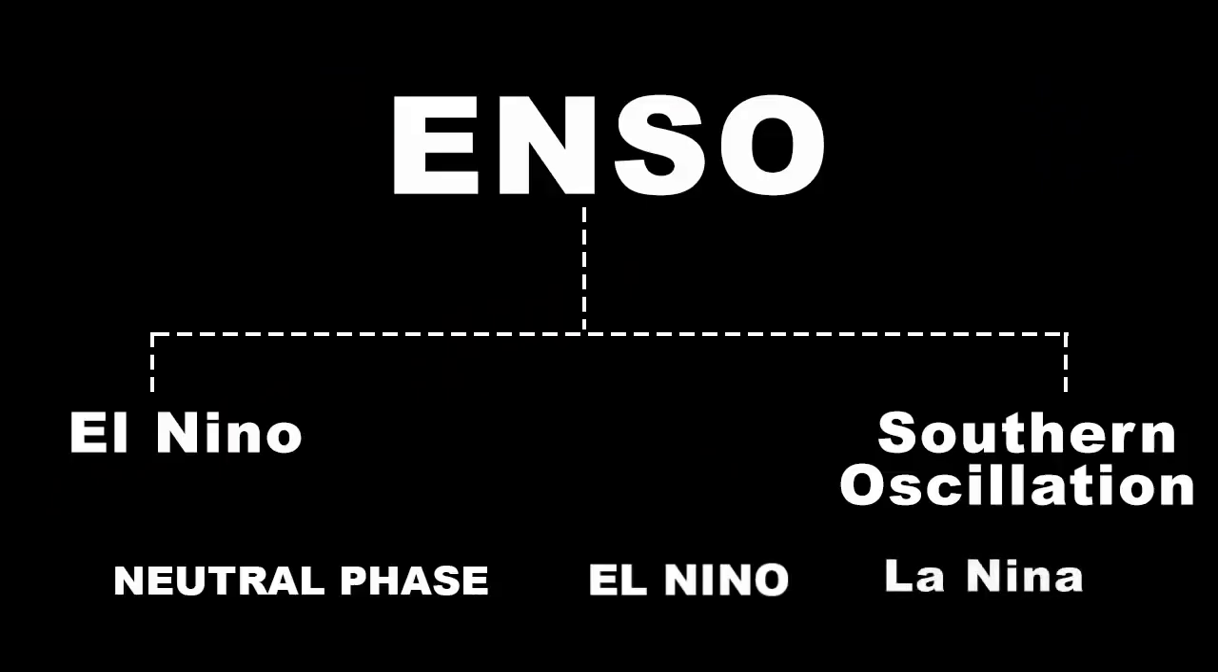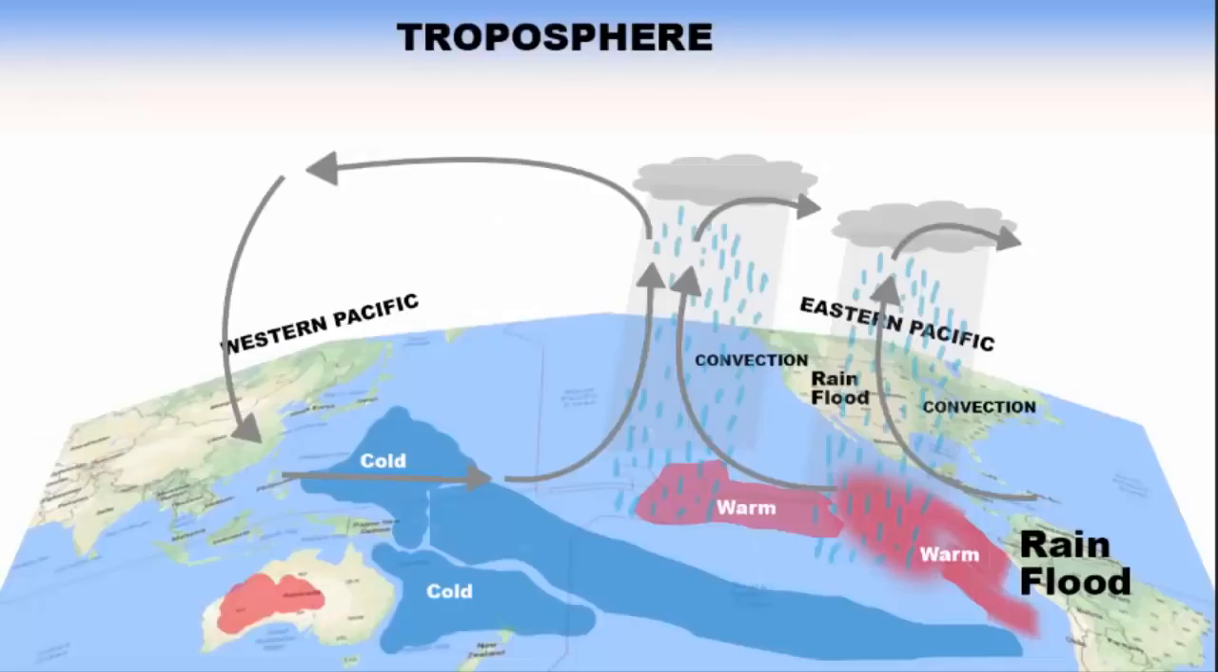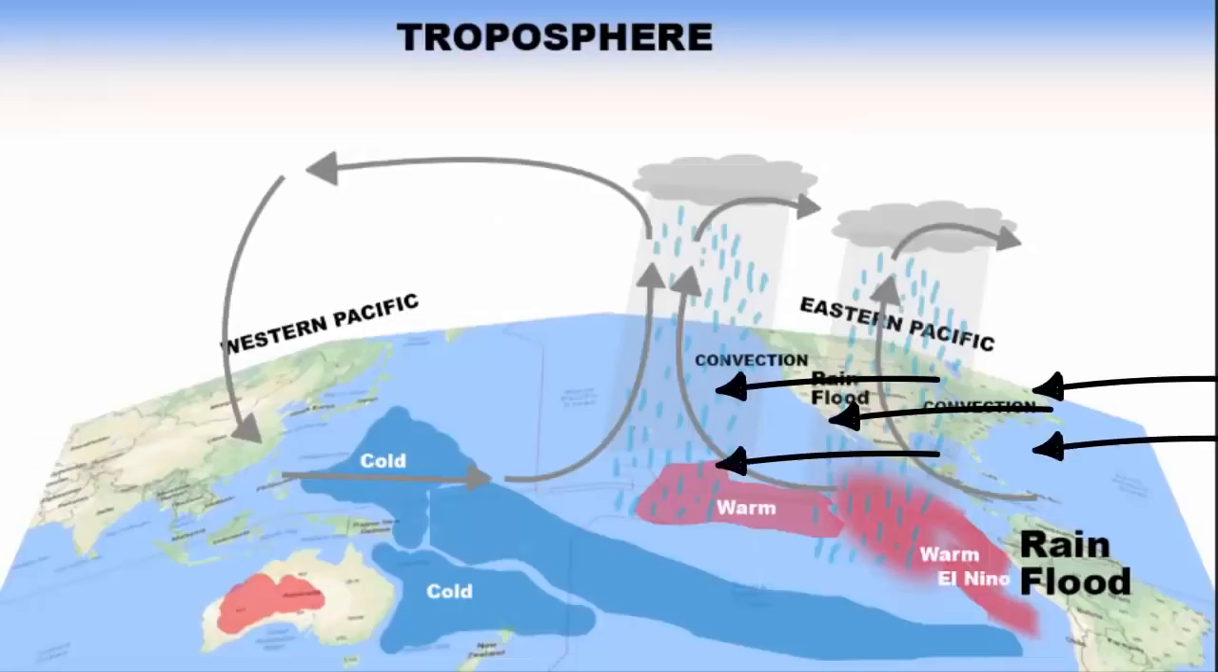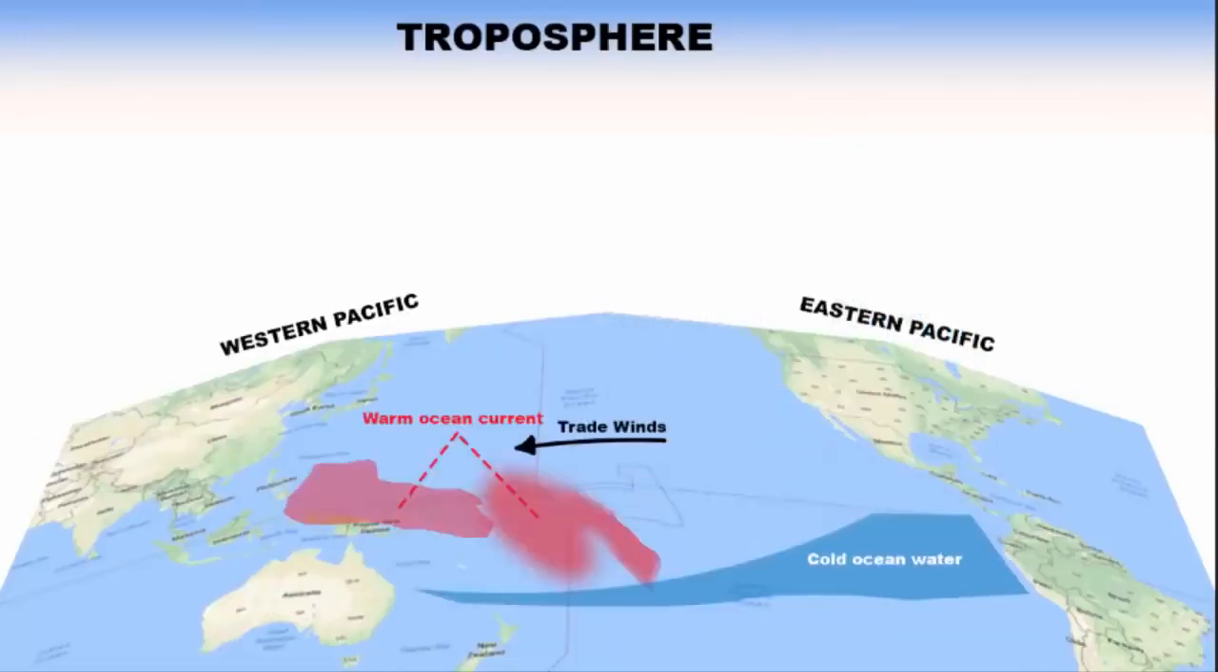And the third phase is La Nina. This is similar to the neutral phase. In this phase, the trade winds are strong. Since trade winds blow from east to west, hence it pushes the warm ocean current from the eastern Pacific towards the western Pacific. Now imagine this. Cold water is dense and it settles down in deep ocean. So that means the temperature of the ocean surface is warm.